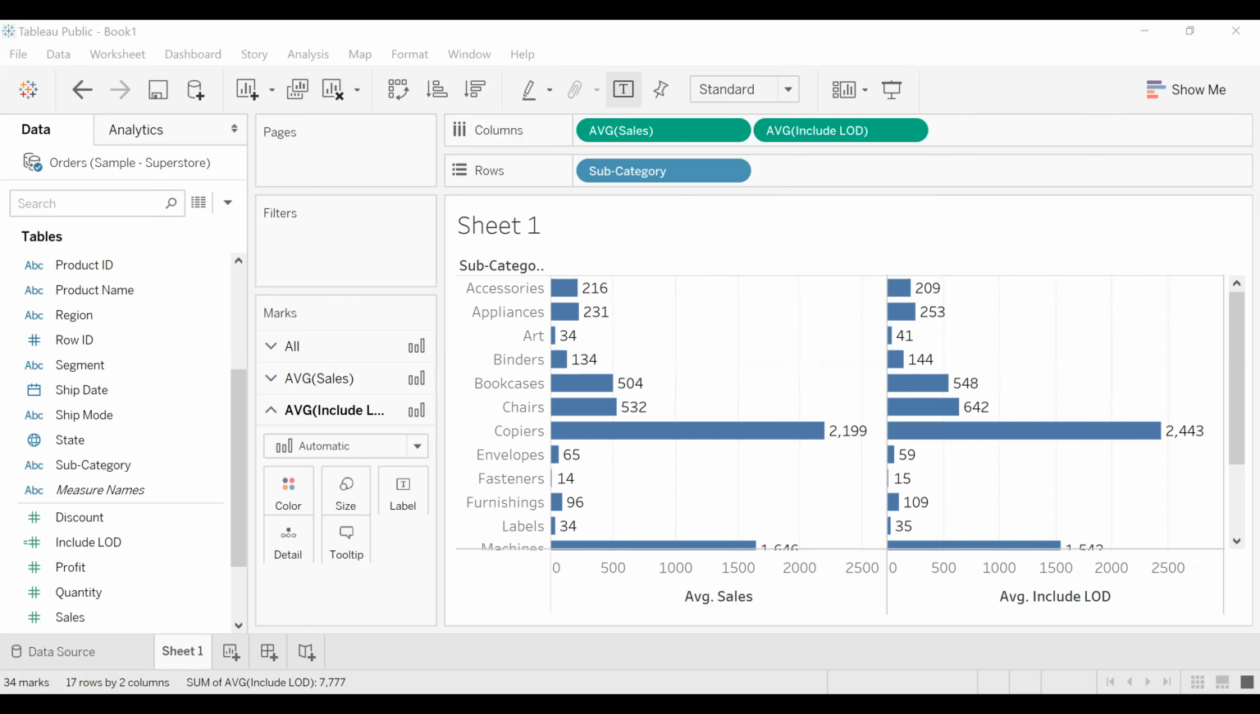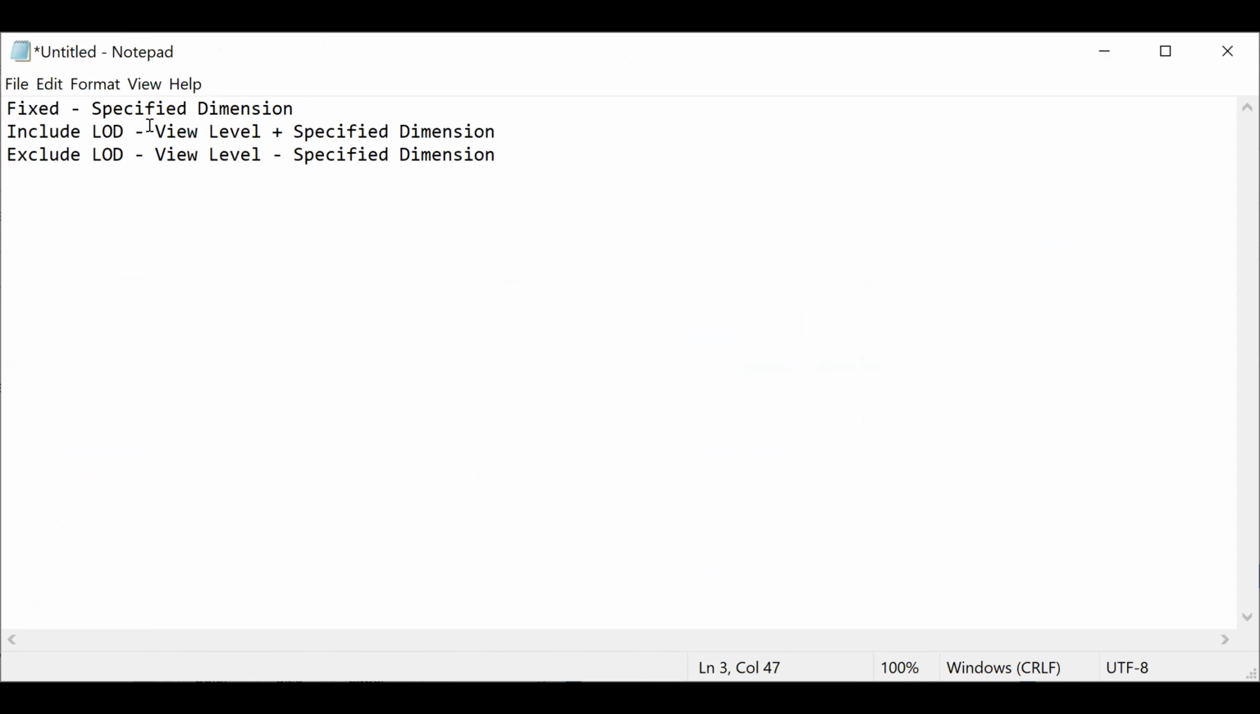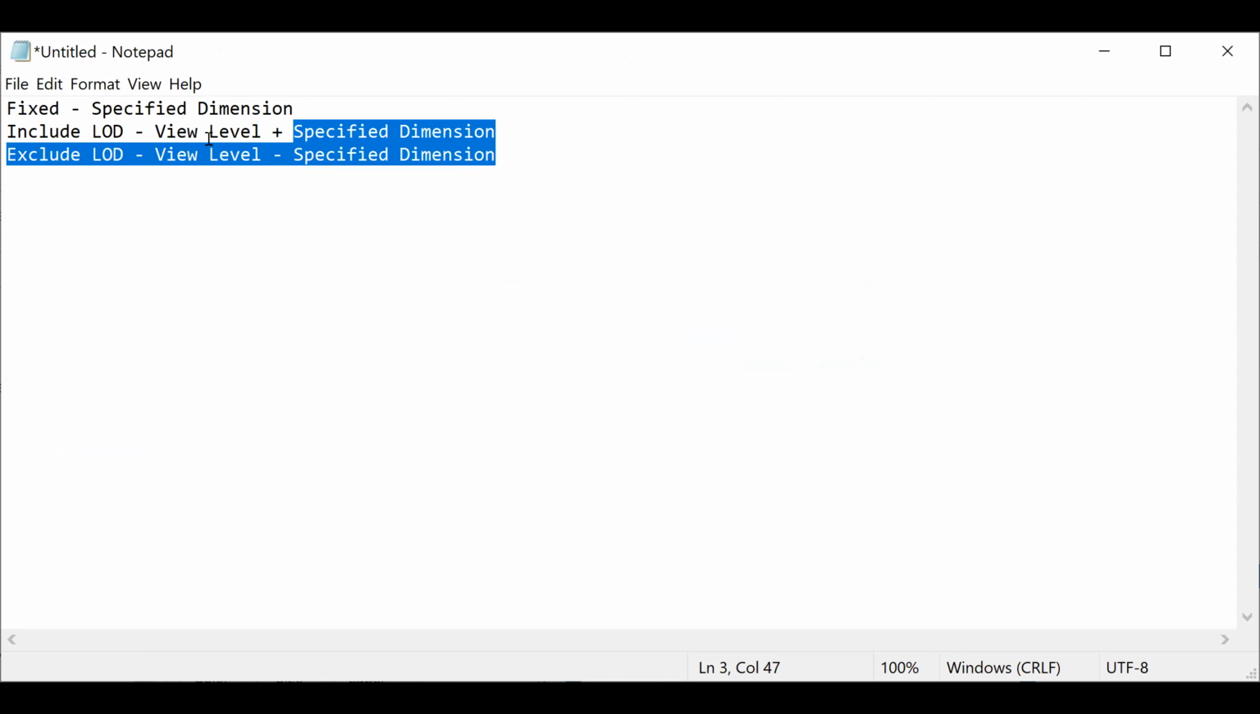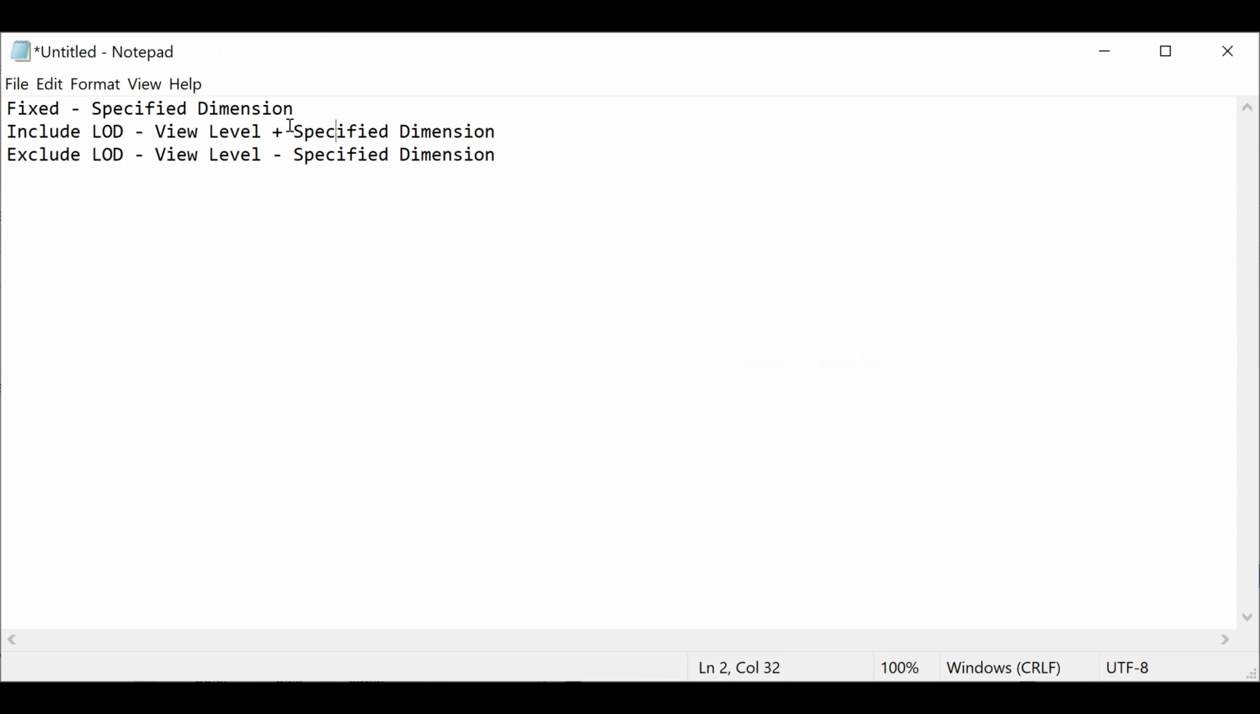Like in the expression I told you, if you go back to the notepad which I showed you initially, what is include LOD? View level. The view level here is subcategory, right? And the specified dimension is what? State. So the addition of both, the specified dimension which we have used in the calculated field, which is state, and the view level, it will add up both, and then it will show the data at that level of detail.